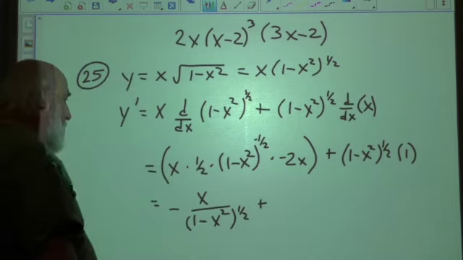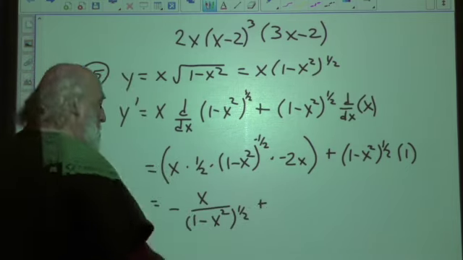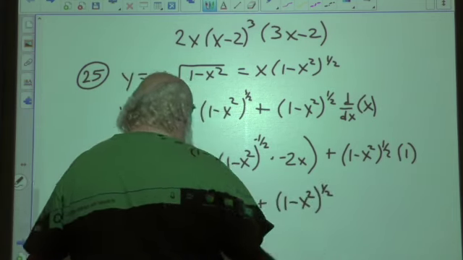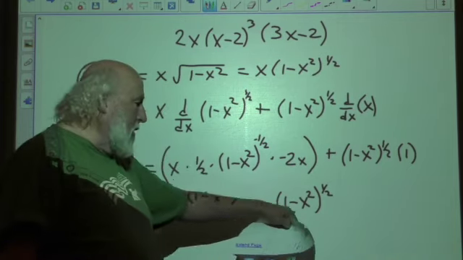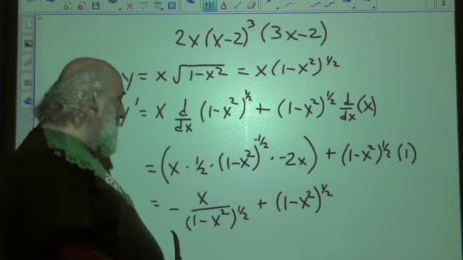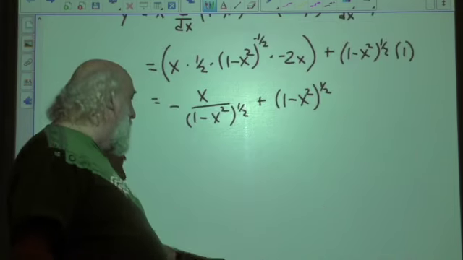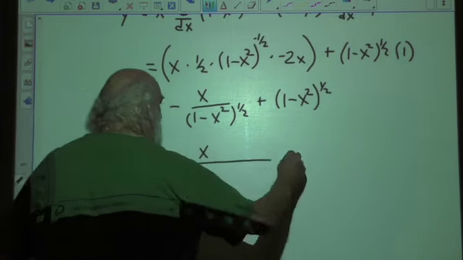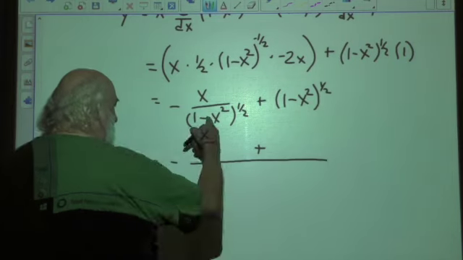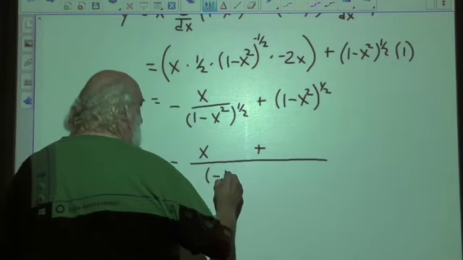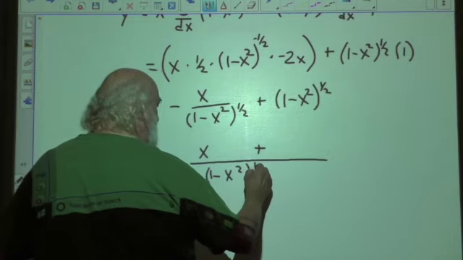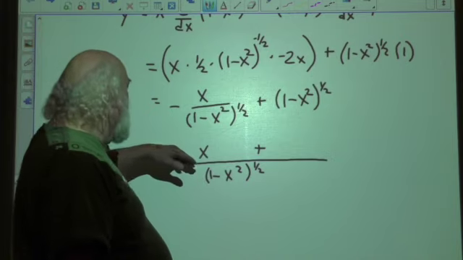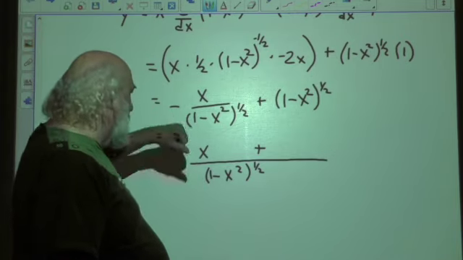Plus, and now I'm going to have 1 minus x squared to the 1/2 power right here. Now, technically that's over 1, and I'm going to make the lowest common denominator, because I can see I can get rid of this radical right here by doing that. So this is going to be negative x plus something. I'm going to put 1 minus x squared to the 1/2 power. Of course, this goes to that 1 time, and 1 times x is x, so that's where we get that from.